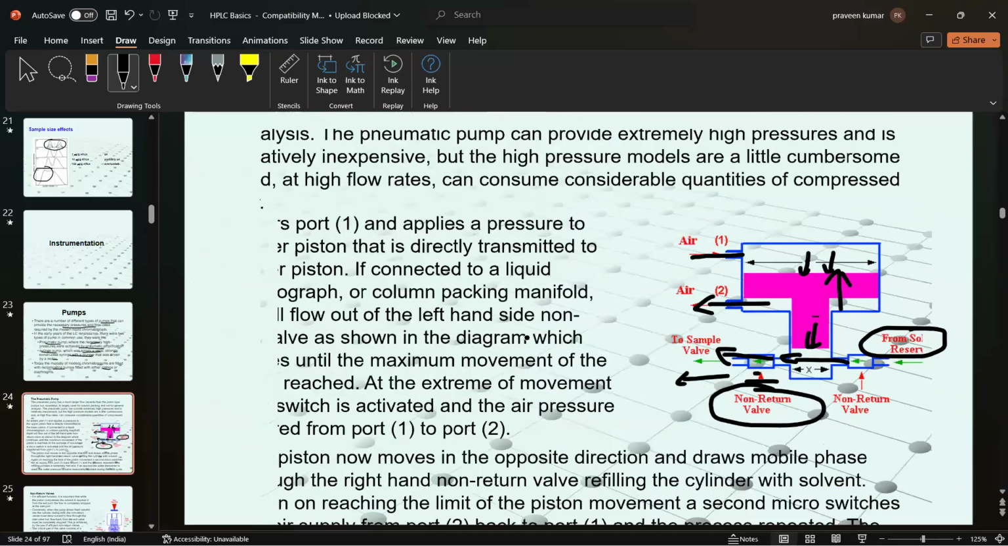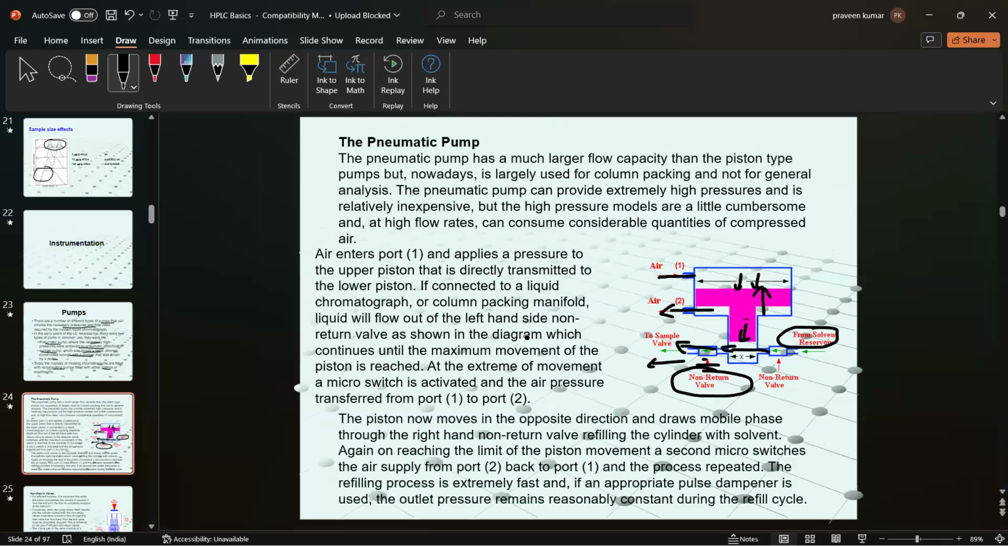Have you understood how the pneumatic pump works, or should I explain again? Air enters from this side, it creates a pressure, and the piston moves downward. By the pressure created by the piston, the mobile phase moves from the reservoir to the sample valve. Is it clear? Yes, sir.